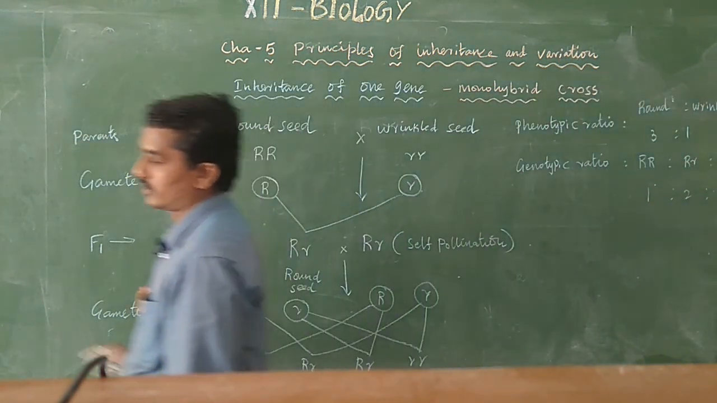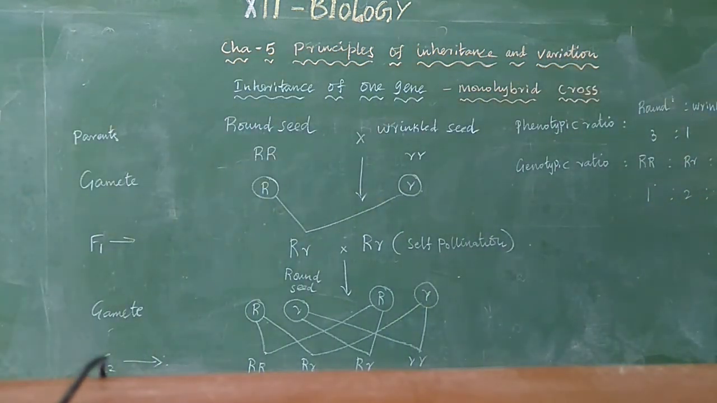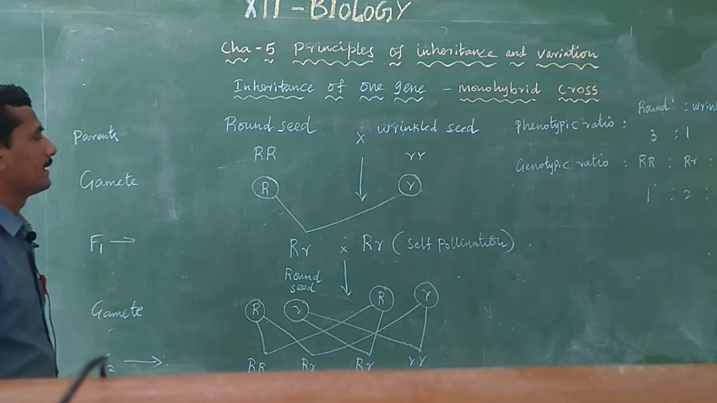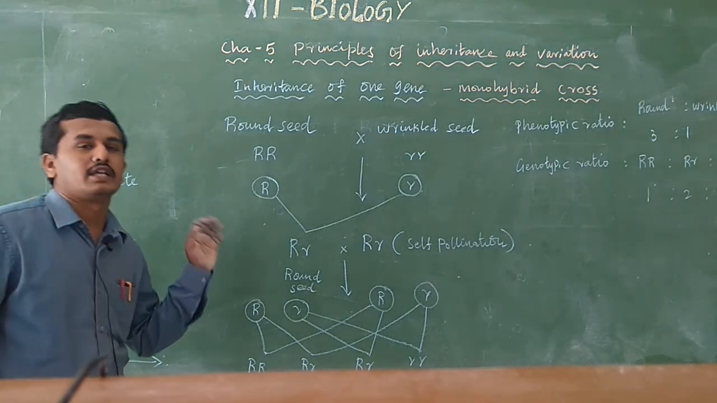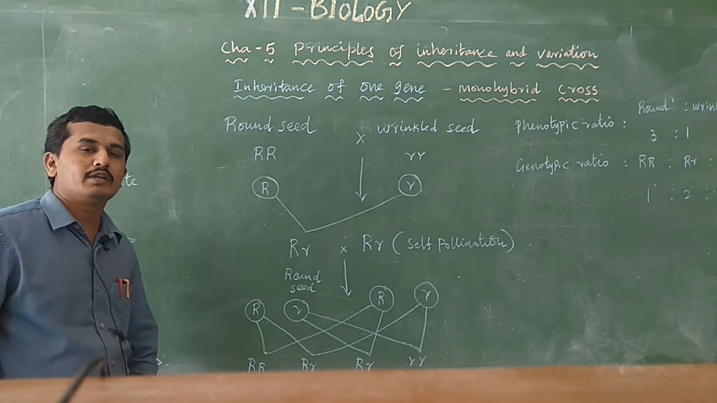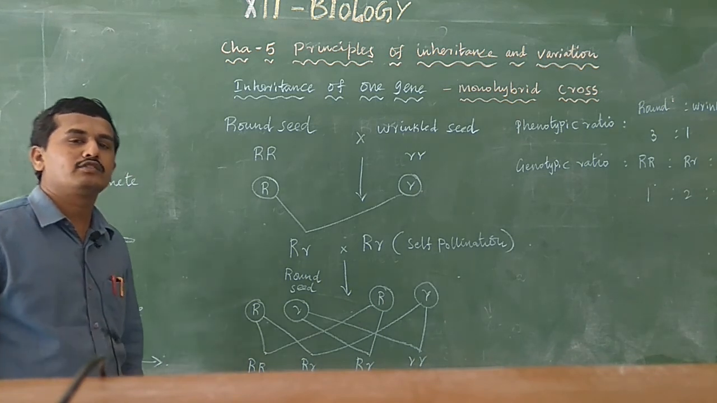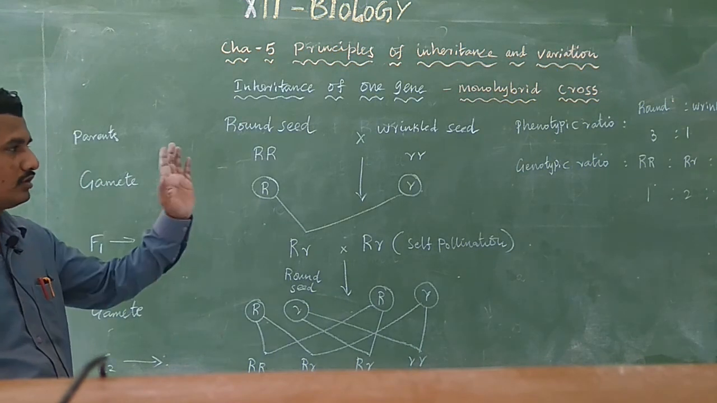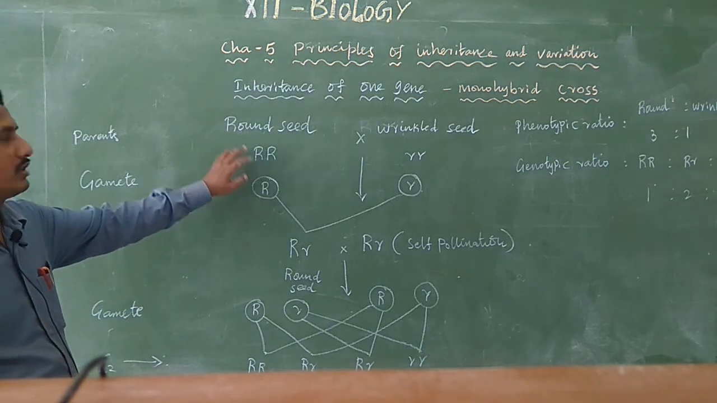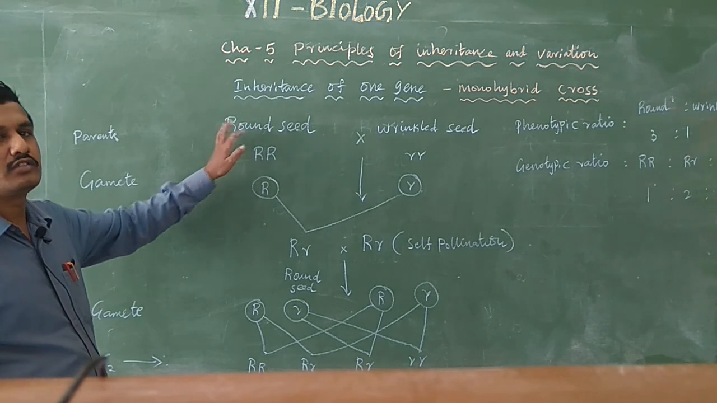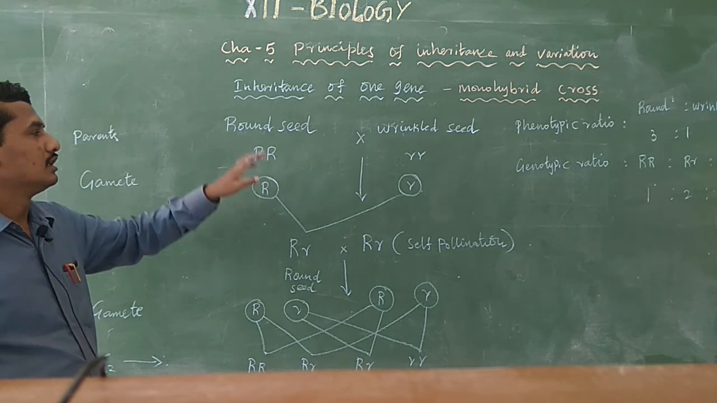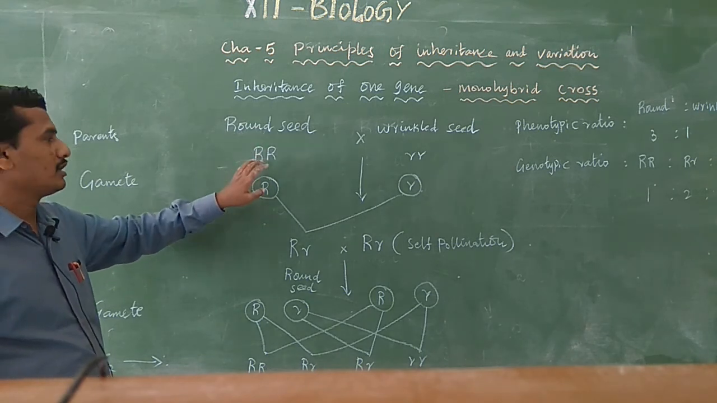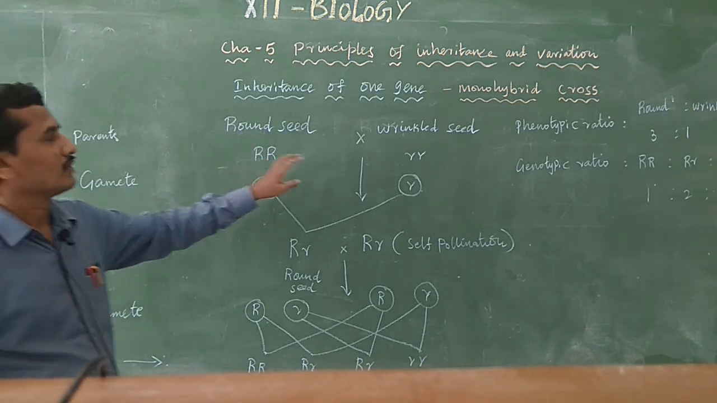Same cross, same ratio only. You practice for the other seven characters. Like axial and terminal, you take the dominant character, axial, as capital A and small a. Violet and white, you take capital B and small b. Whichever one is dominant, use the particular symbol. In the book the first one given is dominant. For example, if round is dominant, use capital R, and for wrinkled use small r.